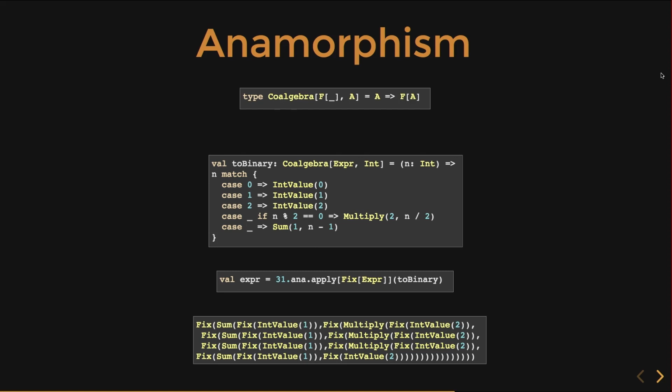So in this case, if we have an integer value 0, we build an int value node of 0, etc. If we have not 0, not 1, not 2, but some other value, if it's divisible by 2, then it will build a multiply node. And with this flat definition, we call ana on our number, on the initial value, and we apply this co-algebra, and Matryoshka would build the whole structure for us. Now, one thing that you can notice here that may be unknown to you is the fixed type.